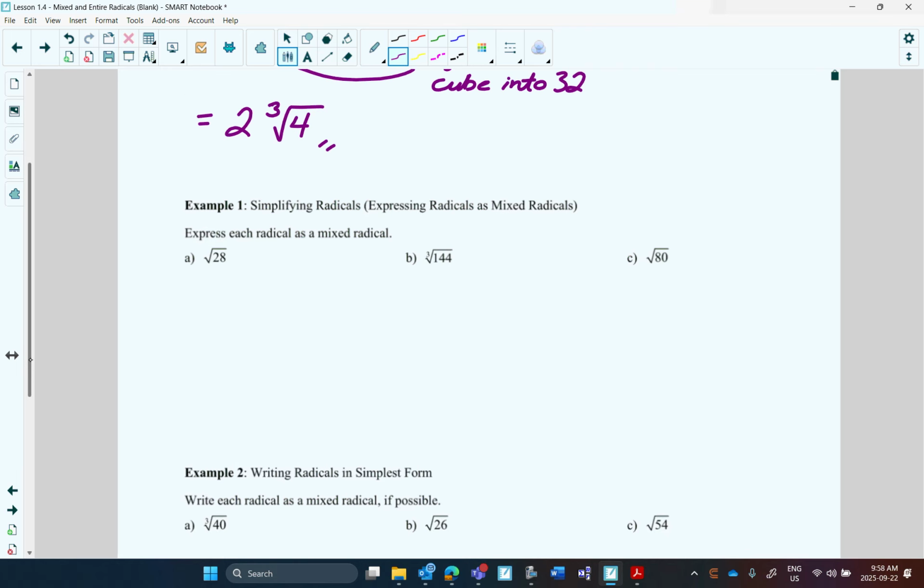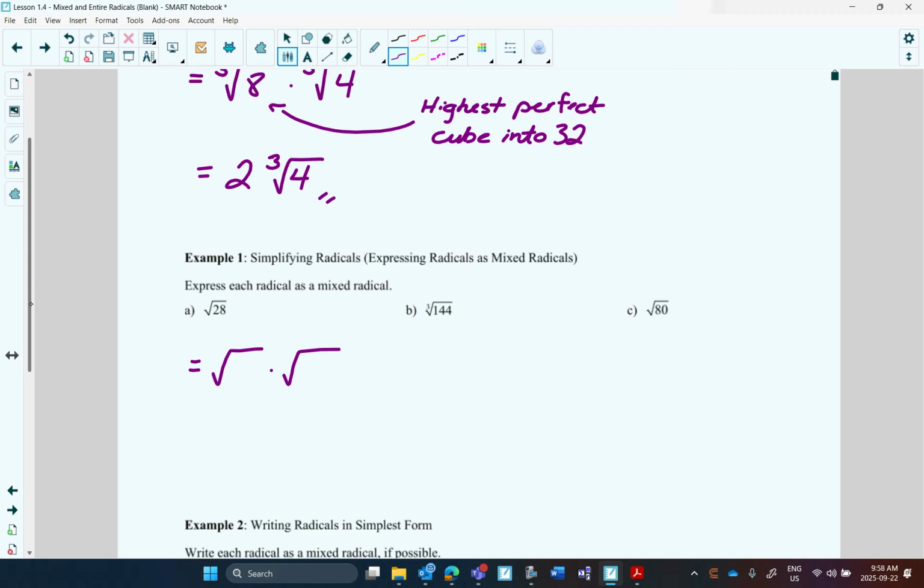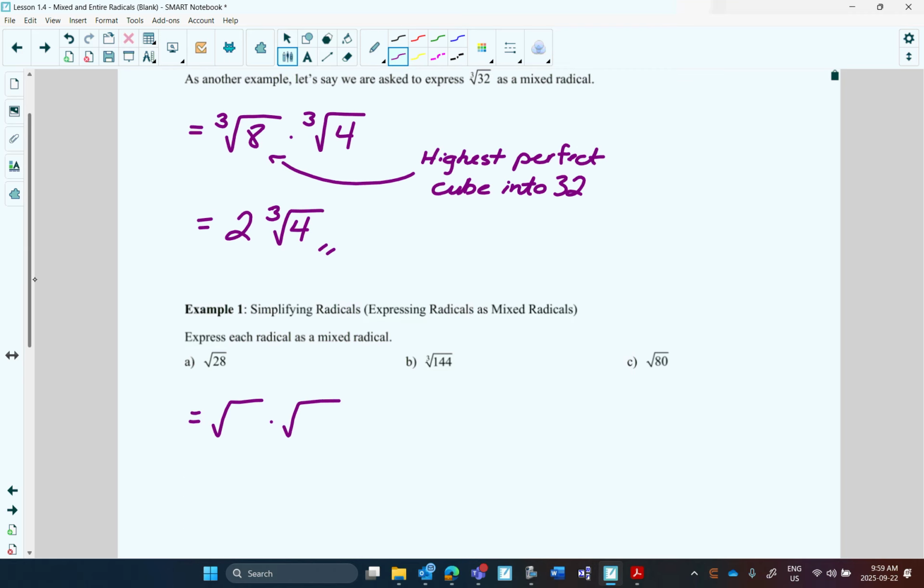If you're not sure whether perfect squares or perfect cubes go in, use a calculator to help you. Okay, this one. Perfect squares. So this is the first thing I did. Break it up into 2 square roots. The highest perfect square that goes into 28. 4. And if this is 4, this must be 7, because 4 times 7 is 28.